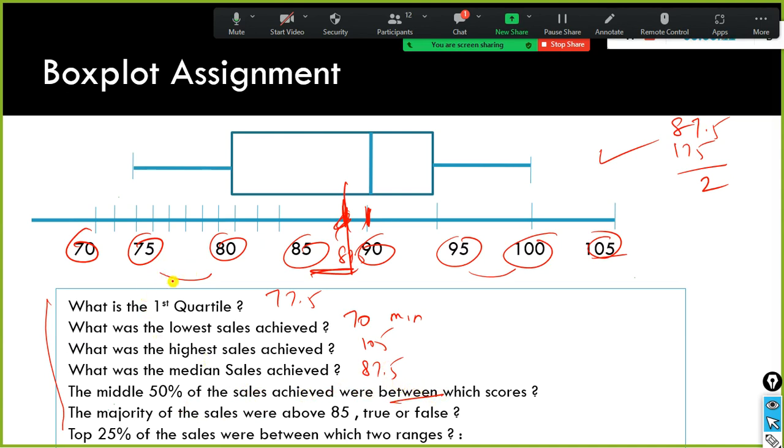This is my Q1, 77.5, and here, 95 plus 100 is 195, divided by 2, how much?